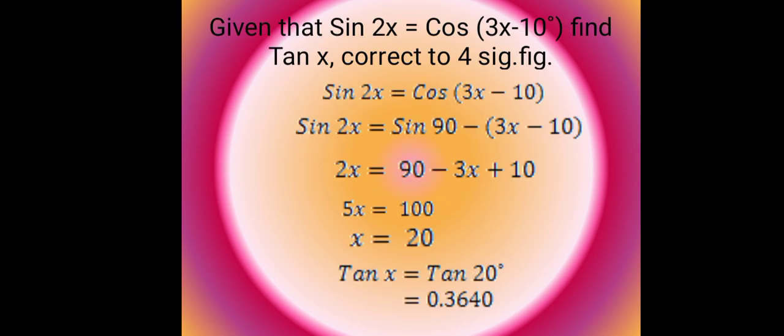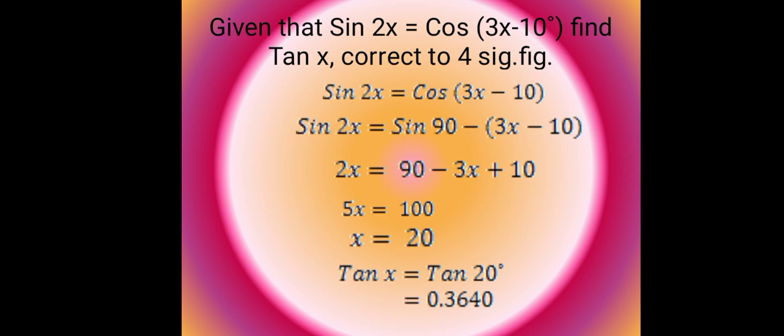Given that sine 2x is equal to cos 3x minus 10, find tan x to correct 4 significant figures. Sine 2x being equal to cos 3x minus 10 is the same as sine 2x being equal to sine 90 minus 3x minus 10. Now having equated sines on both sides, we drop the sines and solve for x.